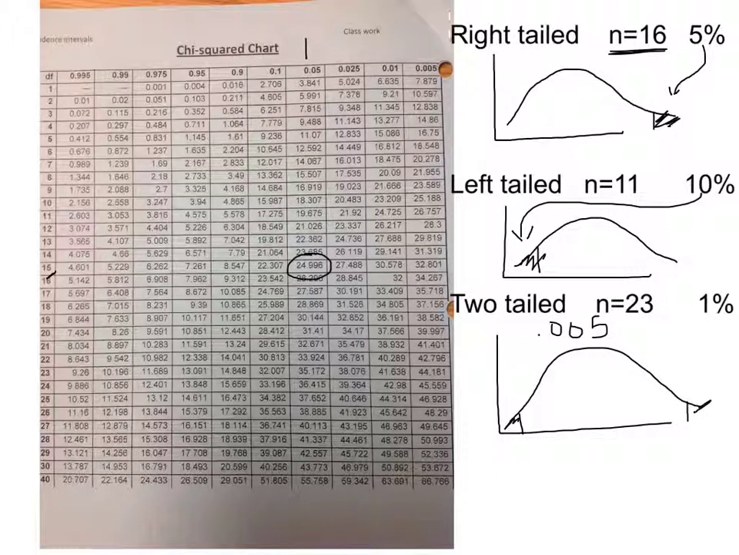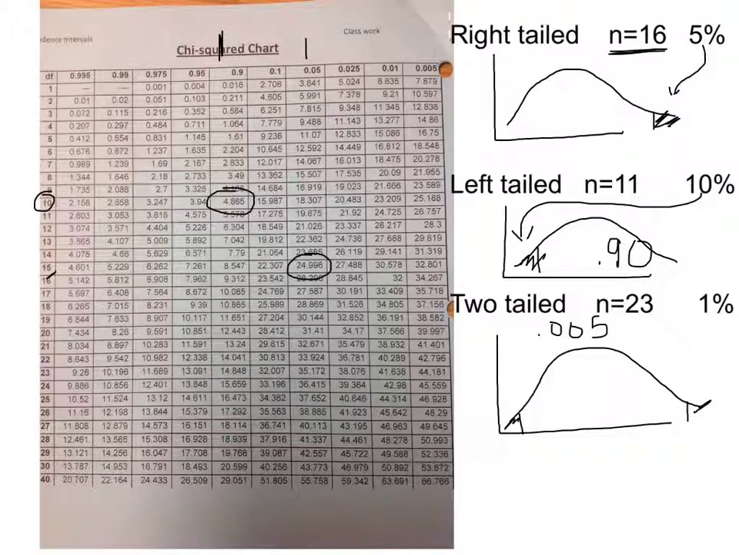If I come back to the left-tailed test, now I'm going 10%. If 10% is on the left, it means there must be 0.90 on the right. So I come to this column. My degrees of freedom in this case is 10. So I come across, and the magic number for me is 4.865 for my critical value.